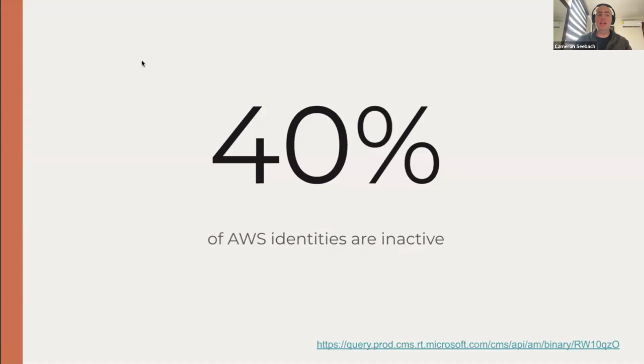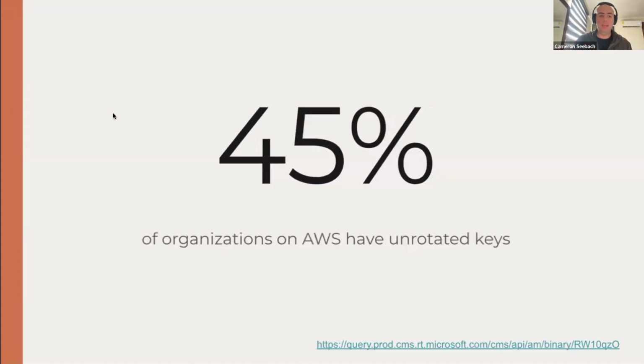And that leads us to the next problem, which is roughly a little under half of organizations on AWS, in the combination survey case study that Microsoft published in 2023, have unrotated keys. These are keys that grant you permissions in your AWS account that have existed for 6 months or more without being rotated.